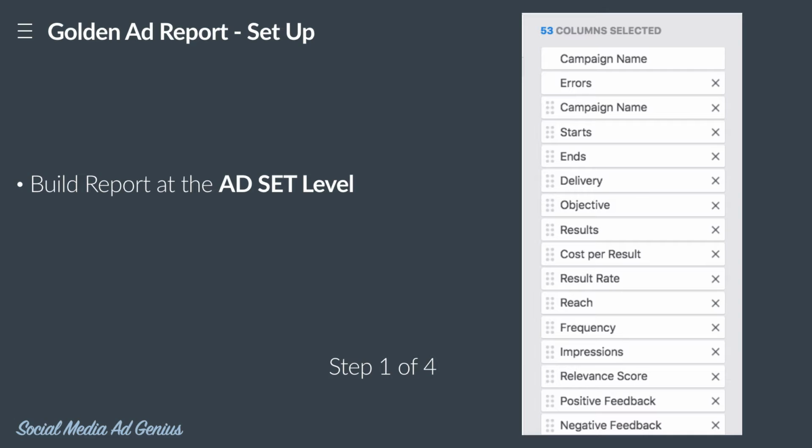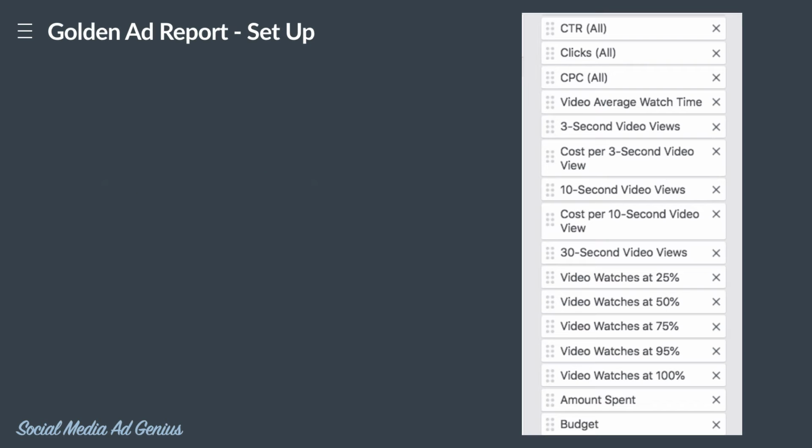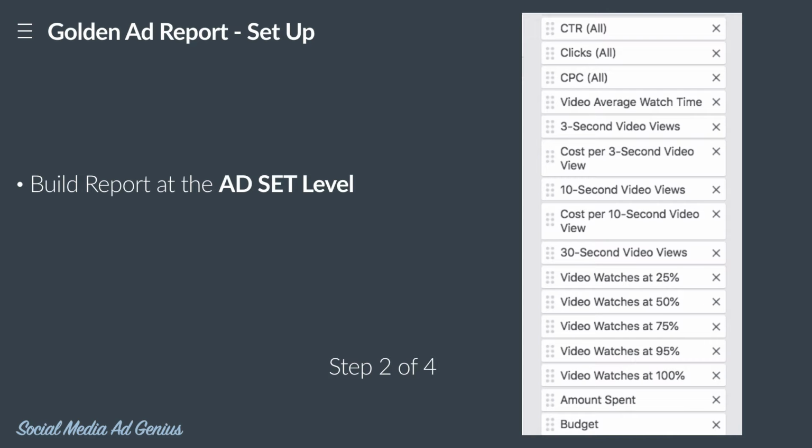Impressions. If they saw my ad twice, that means I'd have a reach of 1, but impressions would be 2 with a frequency of 2, right? So also relevance score. I want to see relevance score and positive and negative feedback. You're only going to be able to see that at the ad level. Now what's going to happen is this is step 2 of 4.